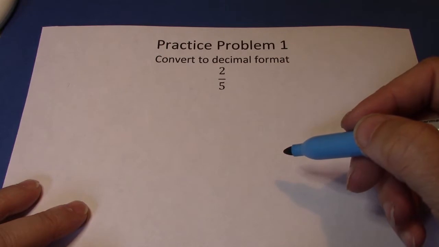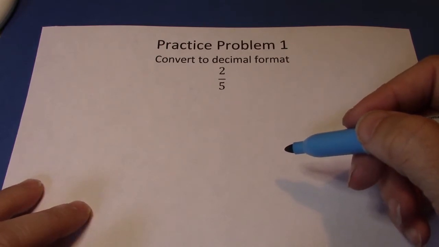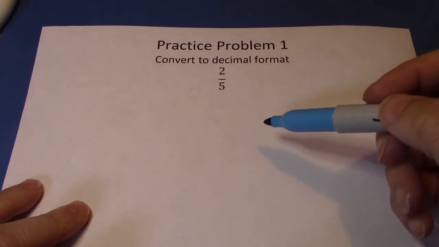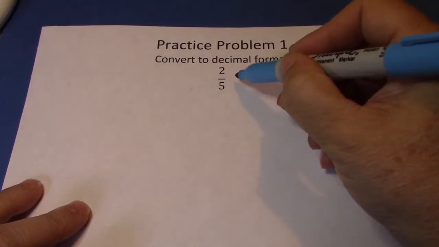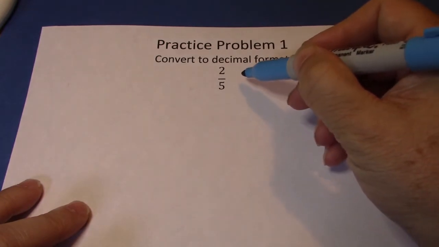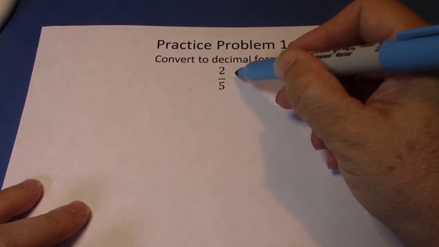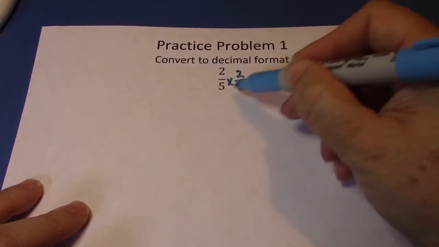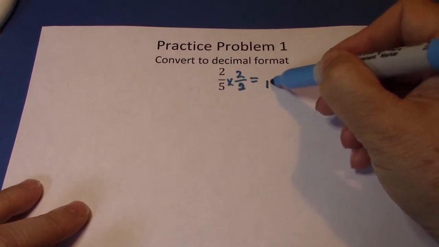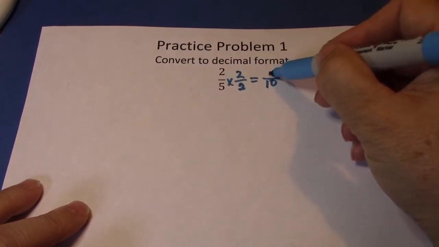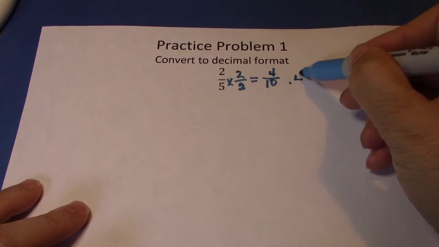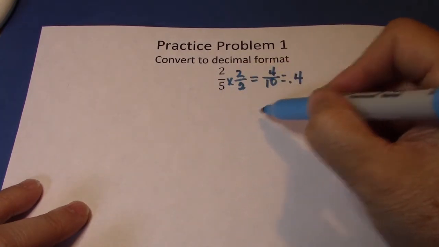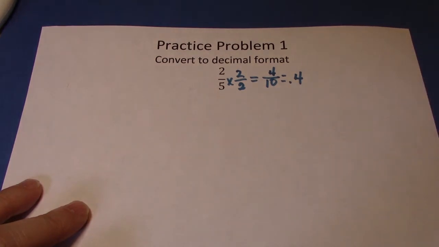Welcome back to math. Let's do the practice problems for section 4 on percents. Problem 1 asks us to convert to decimal format 2/5. Well, decimals are based on multiples of 10, so if I had this with a denominator of 10, I would be all set. So let's multiply by 2 over 2 so that I will get 10 as a denominator. That's 5 times 2, 10 in the denominator. 2 times 2 is 4. 4/10 is 0.4. I could have also just divided 2 by 5 and I would still get 0.4.